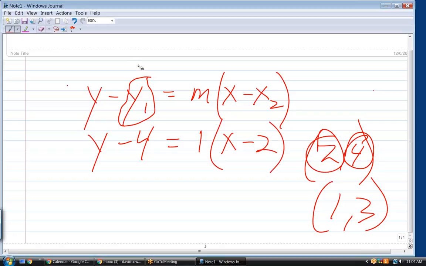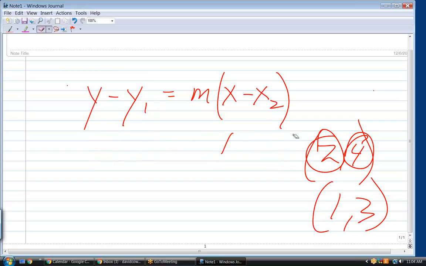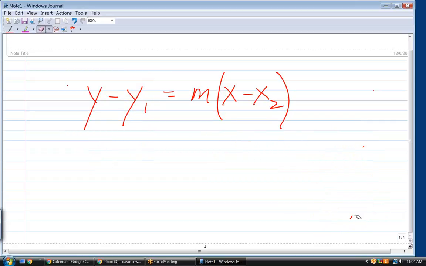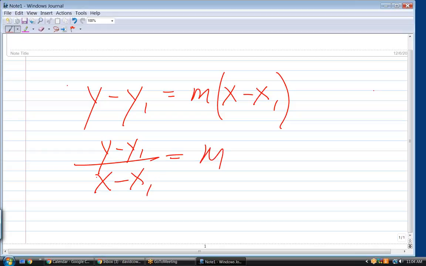And the way to remember point-slope is notice that if I divide both sides by this, excuse me, that should be an x1, I get this, which is rise over run. So there's really never any reason to forget what the point-slope looks like. Right. Because it's basically the definition of slope, if you manipulate it a little bit.